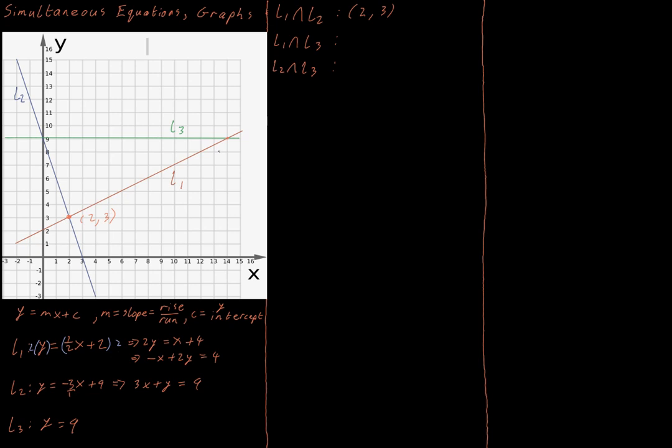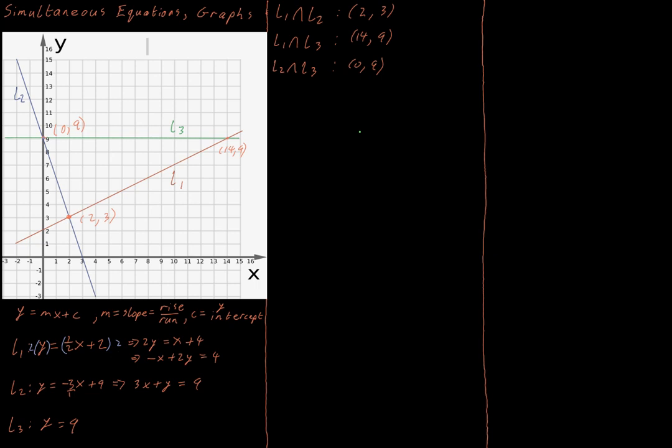Can we do the same thing with L1 and L3? Well, L1 crosses our green line of L3 at 14 across, 9 up. So when we do simultaneous equations there, we should get 14 for x and 9 for y. And where do L2 and L3 cross each other? Where do they intersect? That's going to be at 0, 9. So we have 14, 9, and 0, 9 as our points of intersection there.